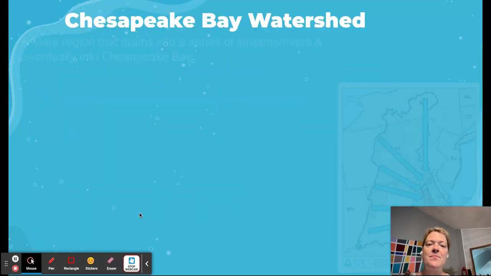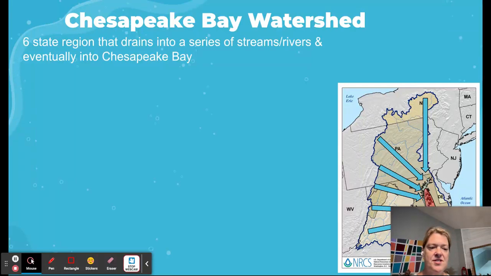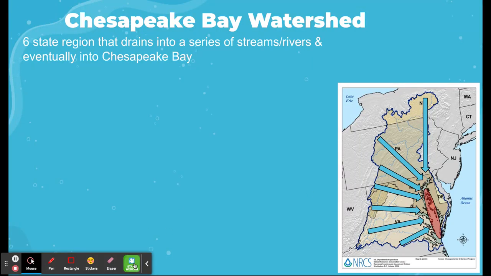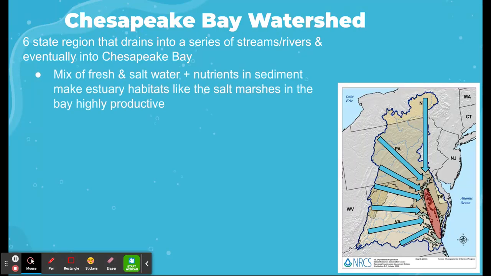Okay, all right. So again, the Chesapeake Bay watershed, this is just something that they like to talk about. There's a 6-state region that drains into a series of streams and rivers that eventually make their way to the Chesapeake Bay. The Chesapeake Bay is just a really well-studied ecosystem. It's large, it's on the East Coast where there's a lot of people, and so it's one of our more famous watersheds that AP College Board likes to ask questions about.